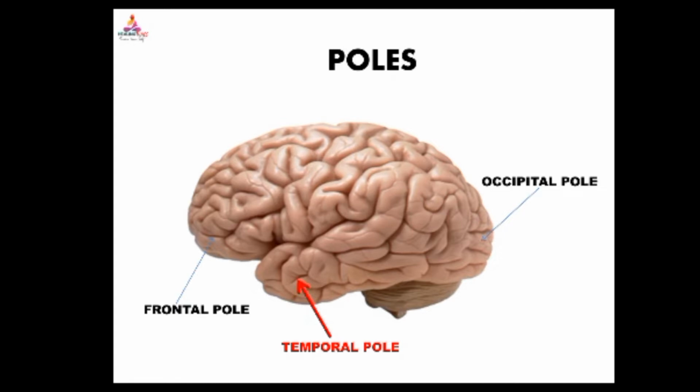Next is the temporal pole. The temporal pole, between the frontal and occipital poles, points forwards. It fits into the anterior part of the middle cranial fossa and is overhung by the lesser wing of the sphenoid.